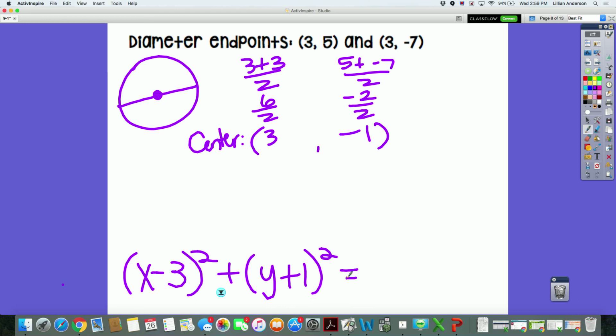I still don't have my radius. But I can do the same process that I did before. Because now that I have my center, I can use either of these 2 points to find my radius.